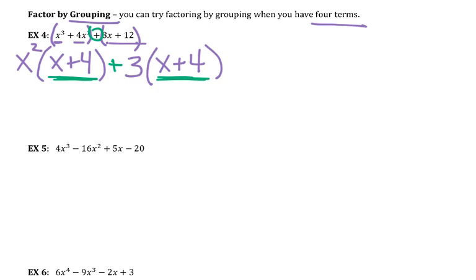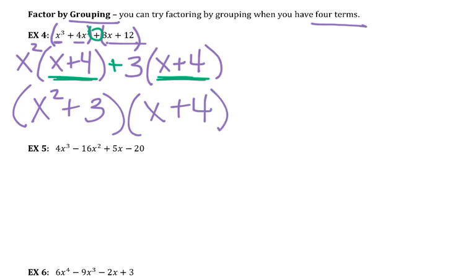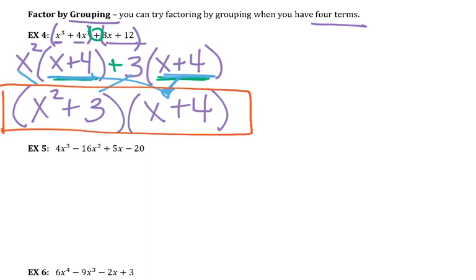In the next step, we essentially factor out x plus 4 and see what's left. We're left with x squared plus 3, and then we have x plus 4. So essentially, we're factoring x plus 4 out. These combine into just 1, and the x squared and the 3 go into the factor at the beginning. And you can check that you factored correctly by multiplying back out. So if we were to multiply x squared times x, we'd get x cubed, etc. So the final factorization here is x squared plus 3 times x plus 4.